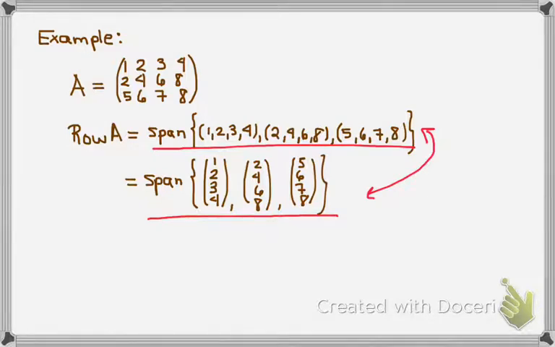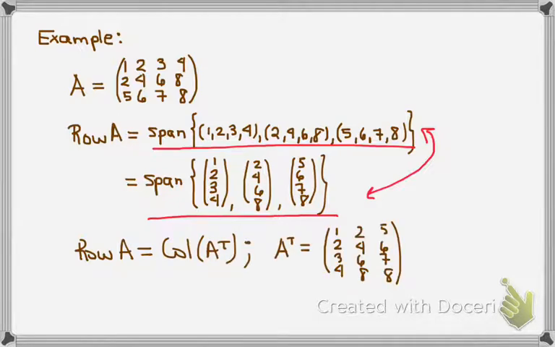We can also see from this example that the row space of A is equivalent to the column space of A transpose. So here we've written the matrix A transpose, and notice if I find the column space for A transpose, I get exactly the answer that we got here.